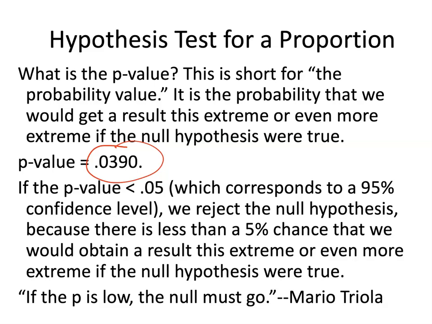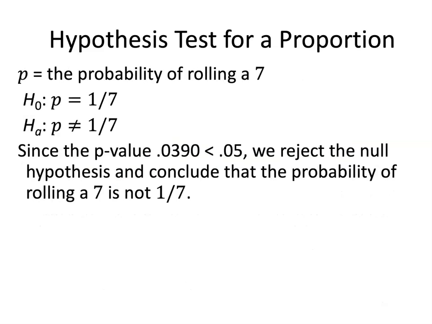If the p-value is less than 0.05, where does that come from? That's the default. If you're not told a level of significance, you just let the level of significance be 0.05, which corresponds to a 95% confidence level, because 1 minus 0.95 is 0.05. So if the p-value is less than 0.05, we reject the null hypothesis, because there is less than a 5% chance that we would obtain a result this extreme or even more extreme if the null hypothesis were true. As textbook author Mario Triola puts it, if the p is low, the null must go. So again, if the p-value is less than 0.05, we reject.